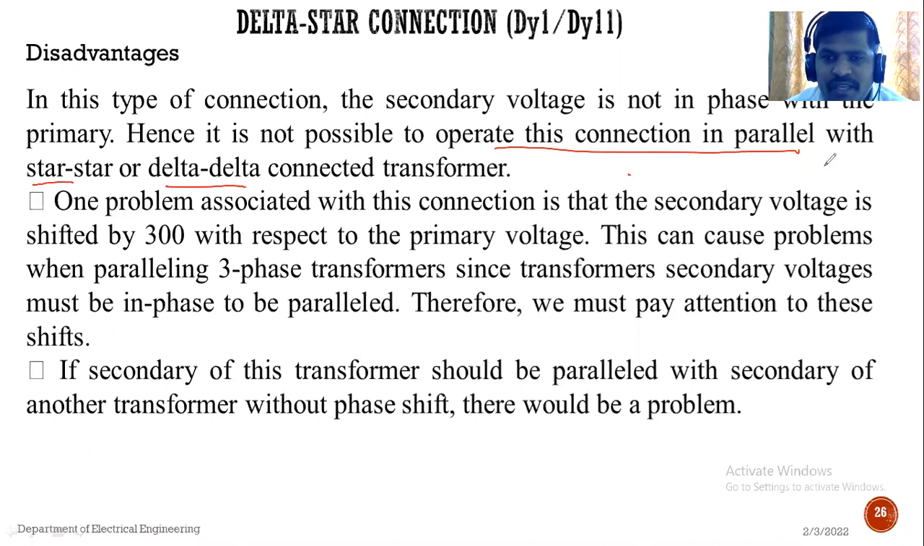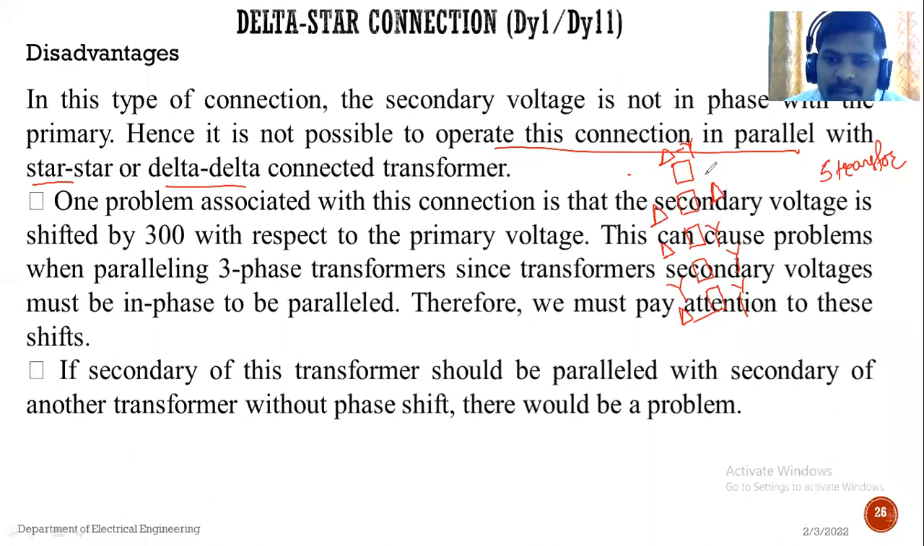Suppose in the power system there are 5 transformers. One transformer is here, another one is here, next one is here, fourth one is here, and fifth one is here. In case of these types of transformer, suppose 3 transformers are connected in delta star, this one is connected in delta star, this one is connected in delta star. Suppose this transformer can be connected in delta delta, and it is connected in star star.